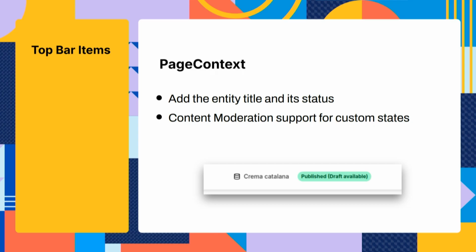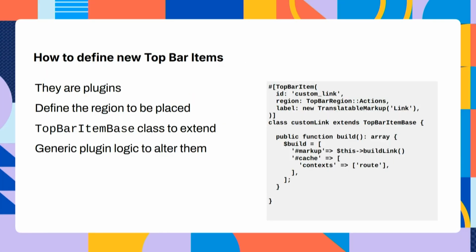If you have a module and you want to add content for a top bar item, the only thing you need to do is create a new plugin. You have a very simple example with a class that implements the attribute TopBarItem, where you define the ID, the region, where you say you want to put it in any of those 3 regions, and the render array, and that should be all. The only thing is, if you write any of them, please be very careful with the cache, because otherwise we could have some unexpected behaviors, as always.